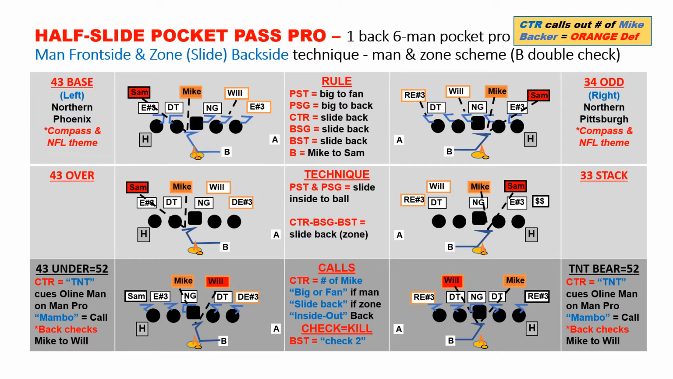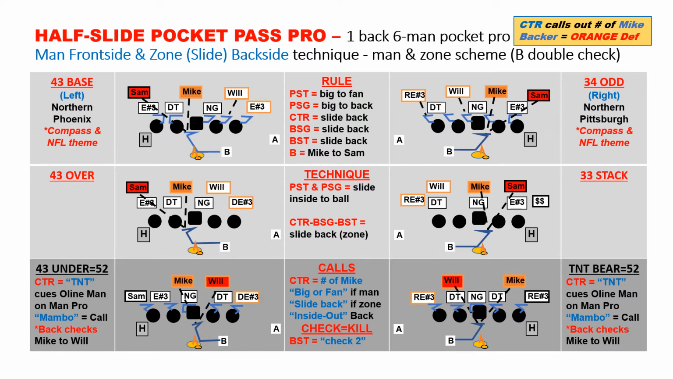The center, the right guard, the right tackle, which are the backside from the call, are always going to slide to their backside gap, and then they are in a zone principle responsible for the down lineman and the wheel backer. You can see here the diagram to the upper left.